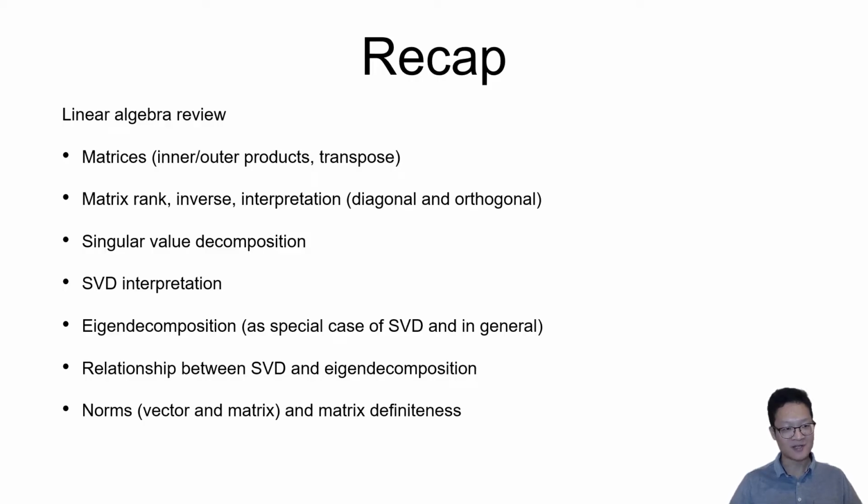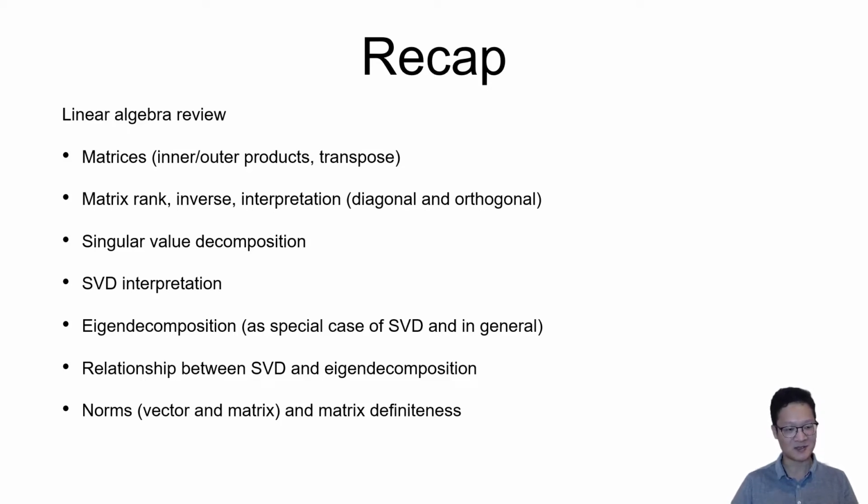Hey, welcome back everyone. So last time we covered a lot of linear algebra review. We talked about matrices, so that's inner, outer products, transpose, so these are the basics. We talked about matrix rank, inverse, and the interpretation of diagonal and orthogonal matrices. And then we went a bit more advanced and talked about singular value decomposition, including the interpretation of SVDs. And then we introduced eigen decomposition as a special case of SVD.